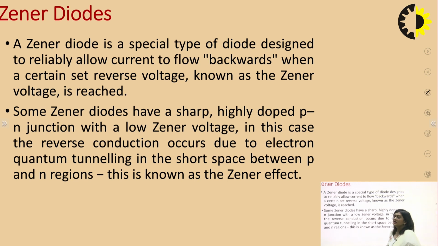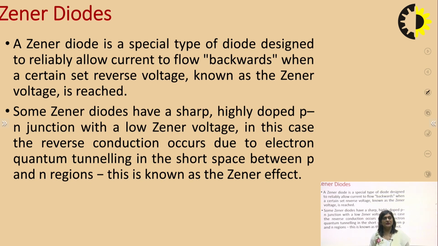After that, Zener diode. Zener diode is a special type of diode designed to reliably allow current to flow backwards when a certain set reverse voltage known as a Zener voltage is reached. So basically, Zener diode, as we have seen in the last slide, is a PN junction diode that is heavily doped, and due to this heavy doping, the depletion layer of the Zener diode is very small or very less. That's why the electric field intensity is very high, and due to this high electric field intensity, covalent bonds break, and a huge amount of charge carriers will be available for the conduction.